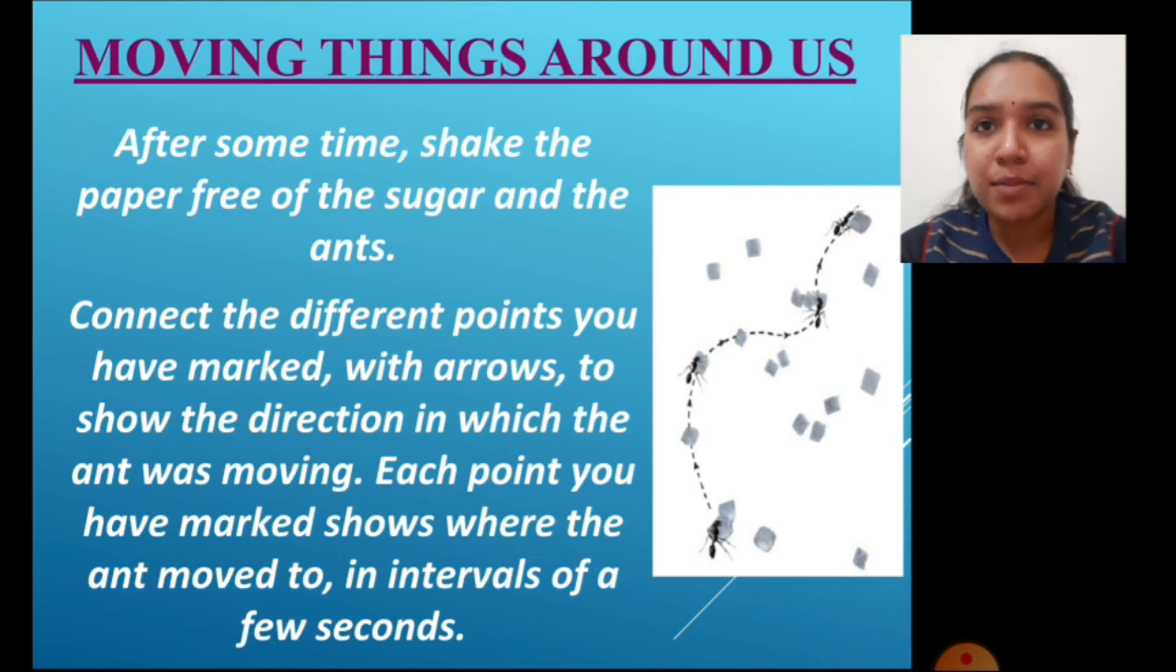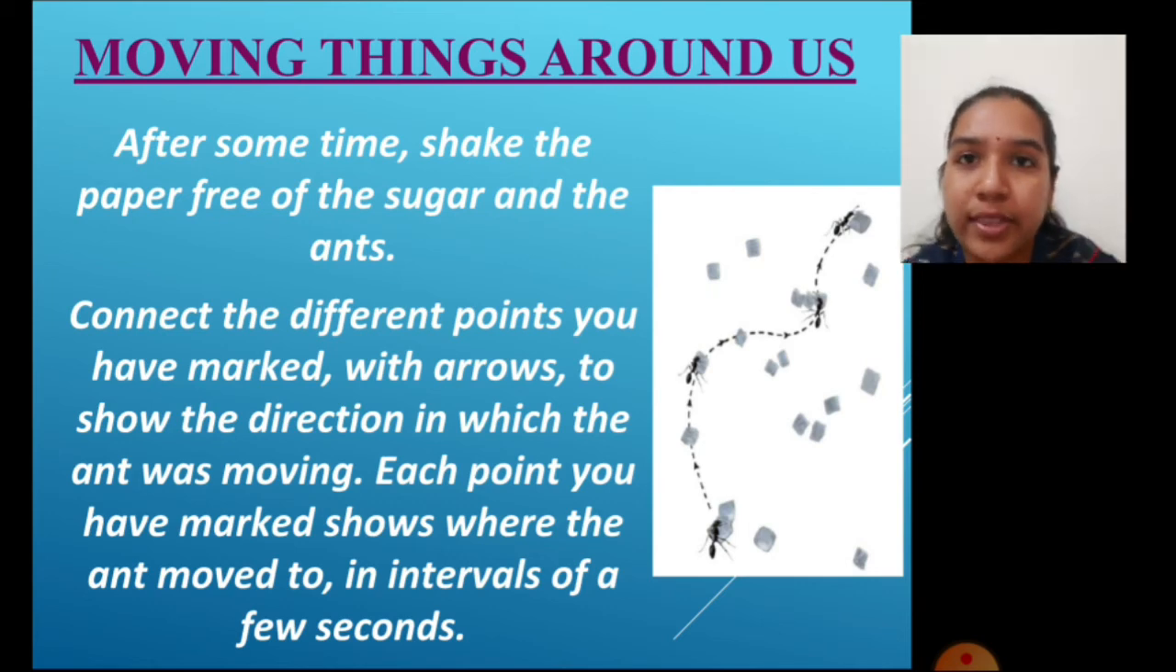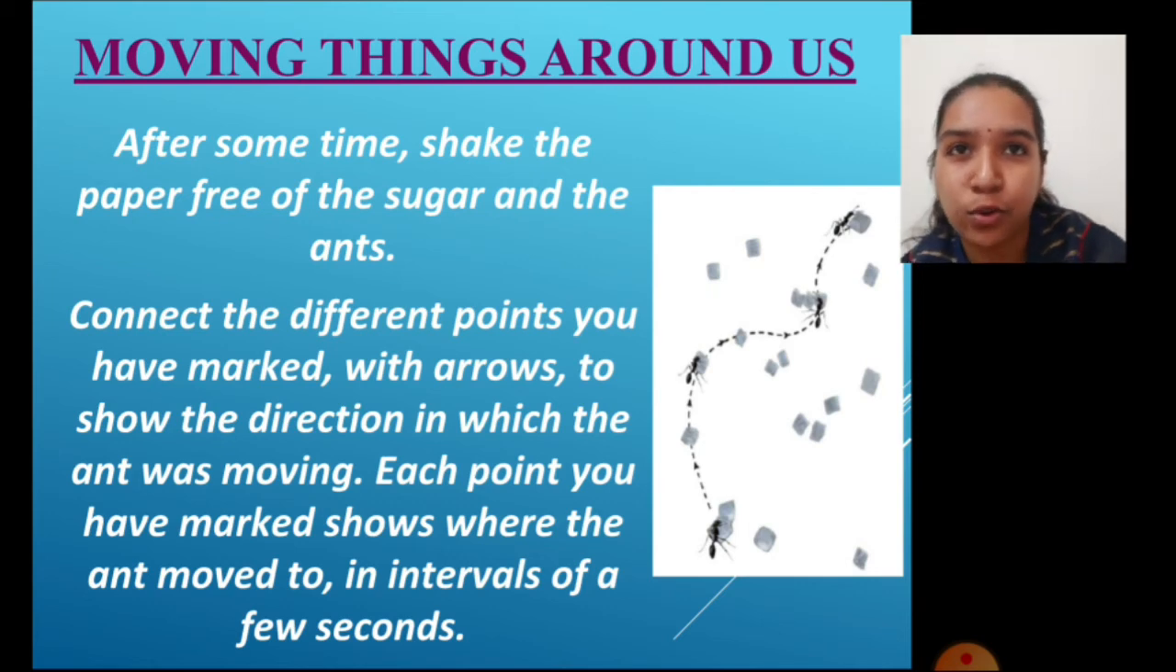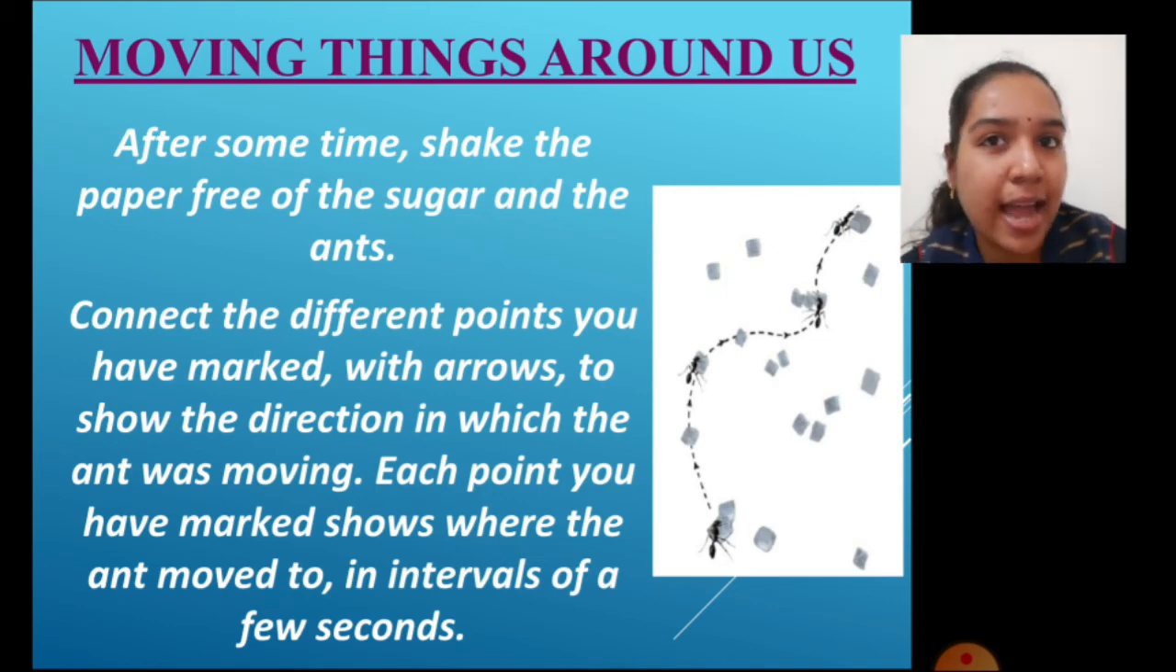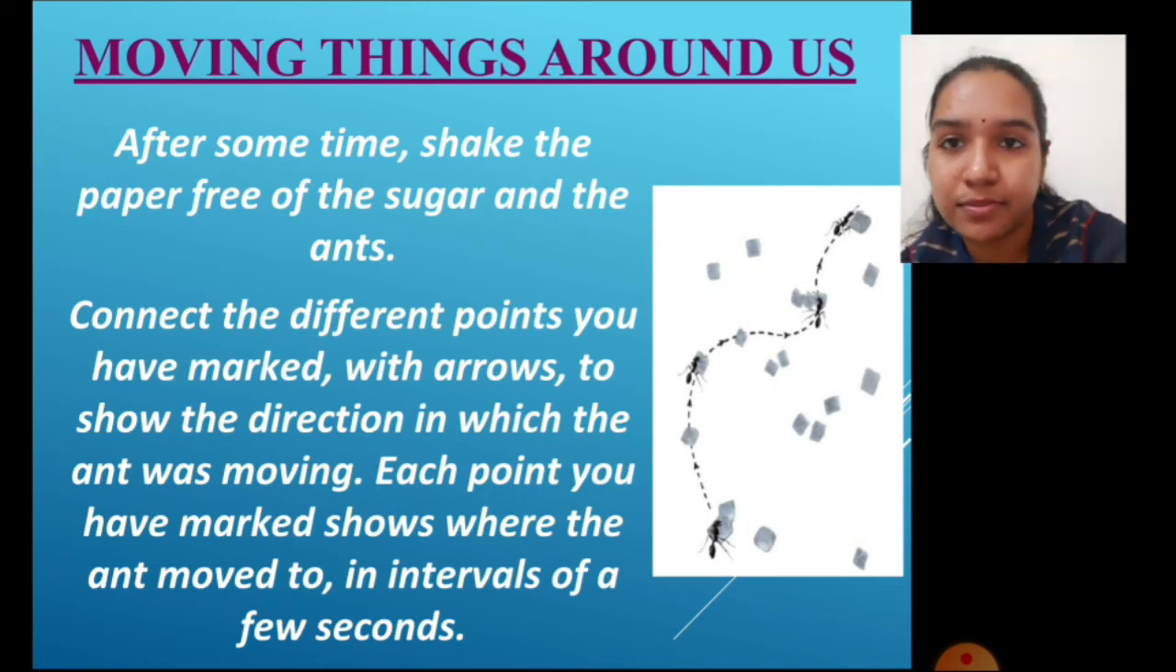Now, after some time, you will shake off these sugar cubes and ants from the paper and observe the dotted lines. Connect all these dotted lines with small arrows to indicate in which direction the ant has moved. So this is the activity we will be doing.